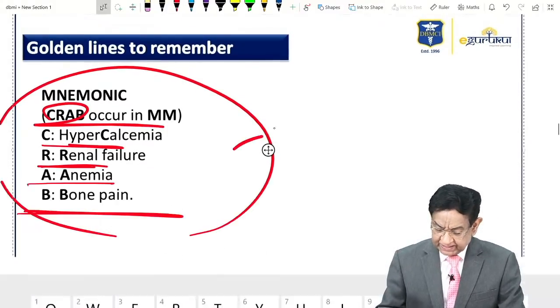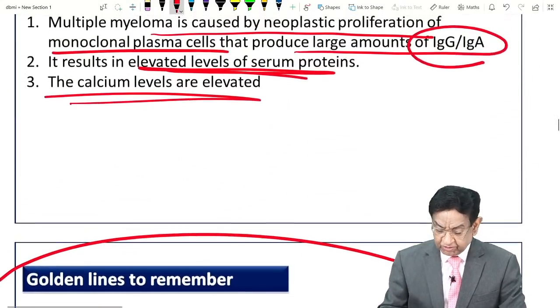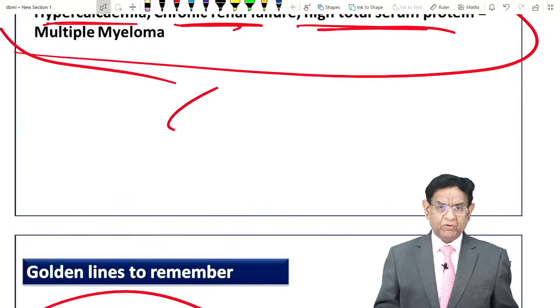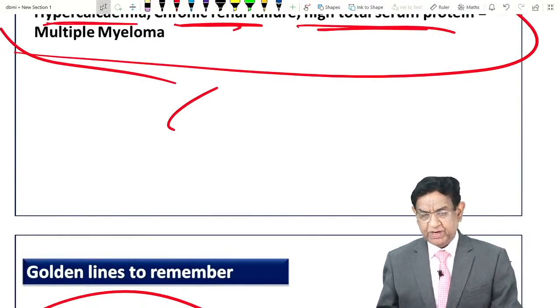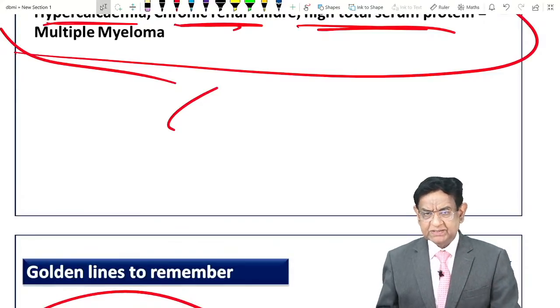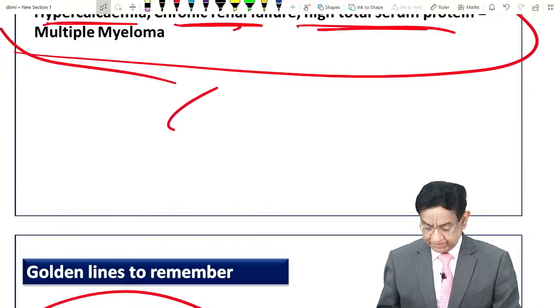This slide and this slide are good, of course, this golden line also. These three lines give the summary of the whole multiple myeloma. If you remember these three slides, you can answer 99.9% of questions about multiple myeloma.